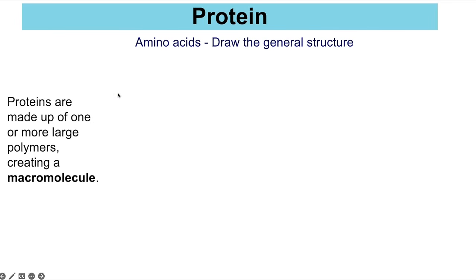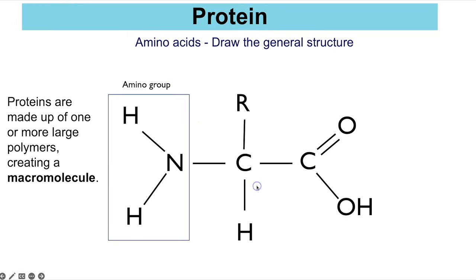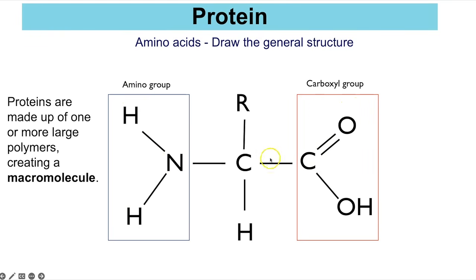So proteins are made up of one or more large polymers, creating a macromolecule. And the monomer that they're made up of are amino acids. So here is your general structure of an amino acid. You have NH2, which is the amine or amino group. You have your carboxyl group, which is COOH. You have a central carbon, and then we have an R group, which is the bit different on all 20 amino acids. So R means it's variable. And then you have a hydrogen.